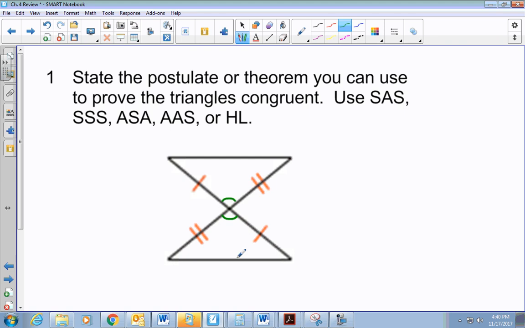So these two triangles are congruent by side, angle, and side. So that would be side, angle, side.